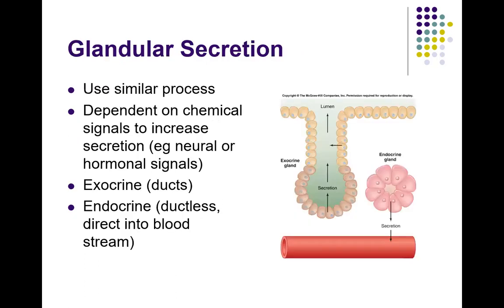All right, I think this is our last slide. So when we look at glandular secretions, they use a similar process. They're dependent on chemical signals, a neural or hormonal signal, to increase the secretion. So when we look at glands, they're going to get some sort of signal that's going to cause them to secrete something. You can have endocrine glands or exocrine glands. When we look at endocrine glands, those are ductless. So here we can see there's no duct.